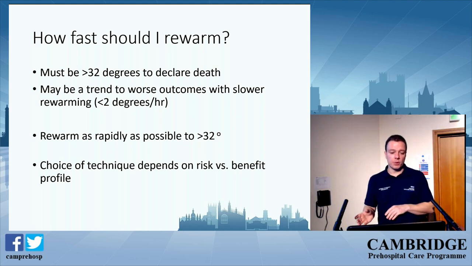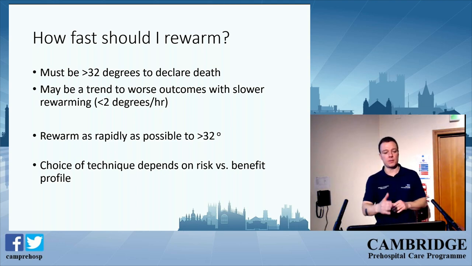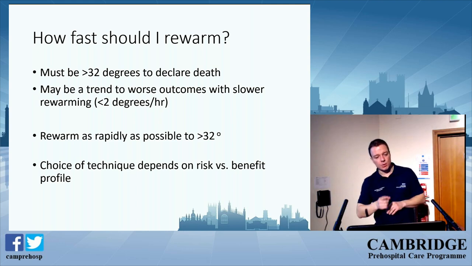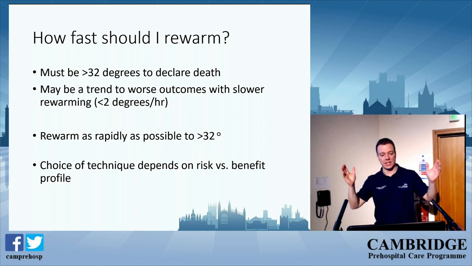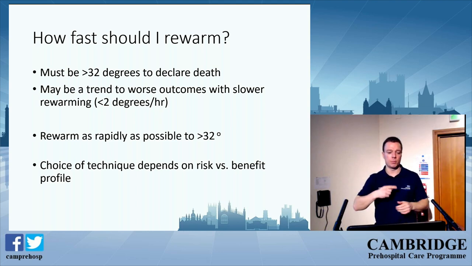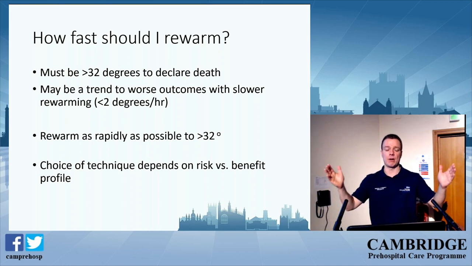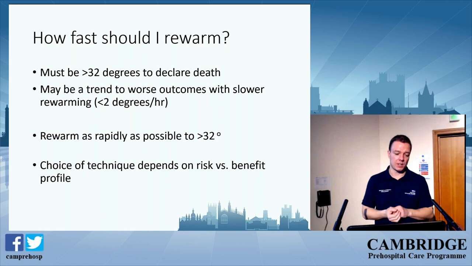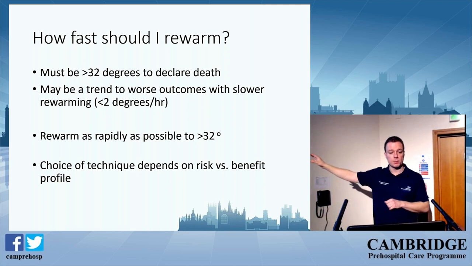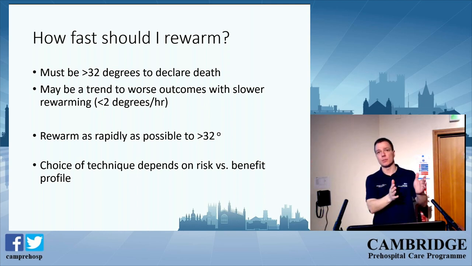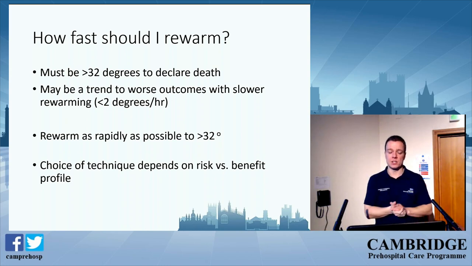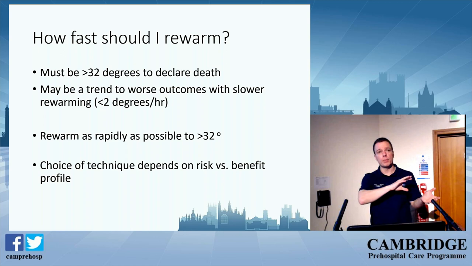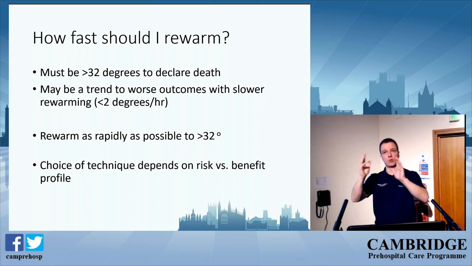The literature isn't that helpful, but there's a signal towards worse outcomes if you aim for slower rewarming, probably related to the efficacy of the actual cardiac arrest perfusion itself. So if you're on a Lucas for 4 hours whilst you're rewarming, it's probably the reduced efficiency that is associated with not having ROSC that's related to that trend towards worse outcomes. So what it shakes out as is rewarm as rapidly as possible to at least 32 degrees and ideally to more like 34 or 35 degrees to give your patients the best chance. And you've now seen the numbers as to what means slow, what means moderate, and what means fast.